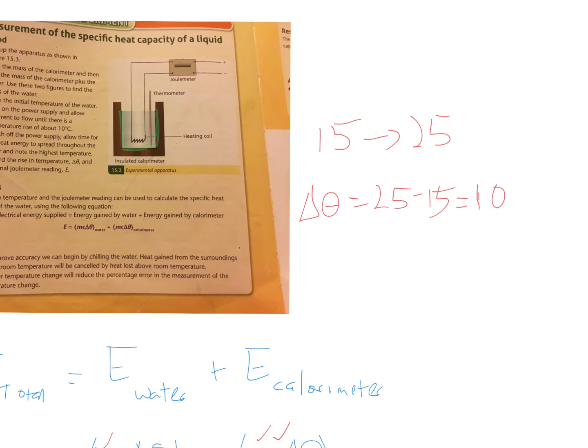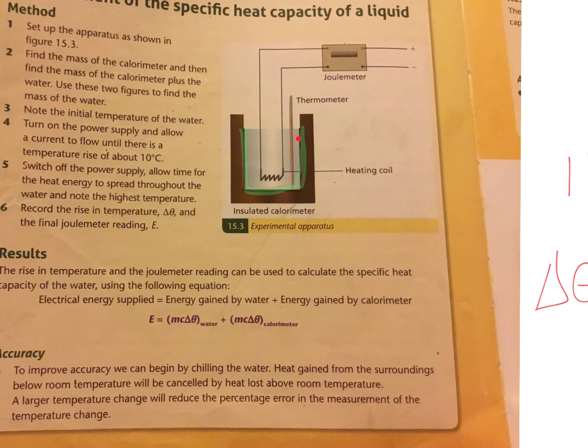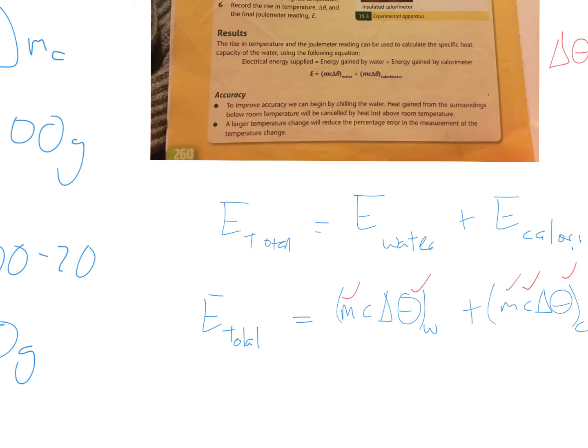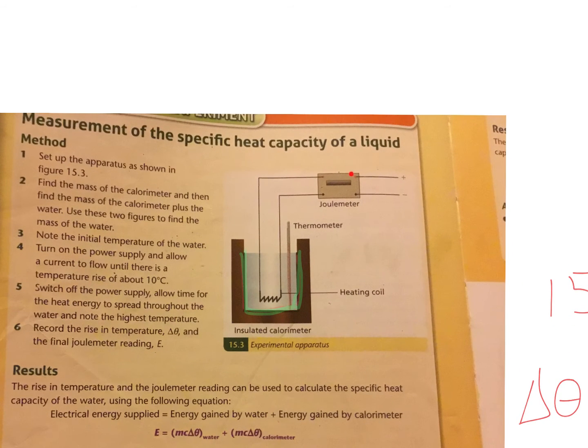Okay, that's 10 degrees Celsius, our change in temperature. So if the water heats up by 10 degrees, then the calorimeter will heat up by 10 degrees. And again, we're measuring that temperature change using a thermometer. All right, and then the final thing that we'll be able to measure is the total energy going in, because again, any electricity you put in, we put it through this joule meter, so it measures that energy fairly accurately for us.